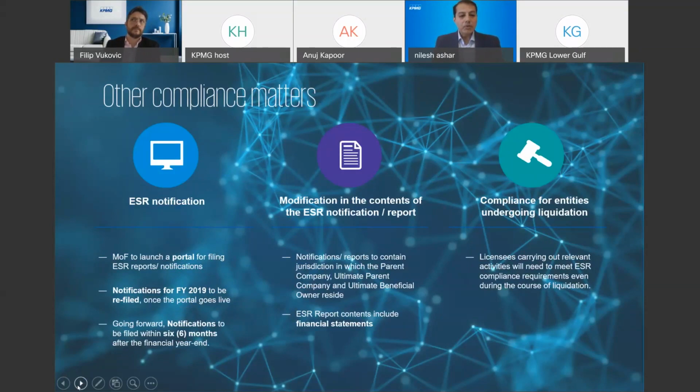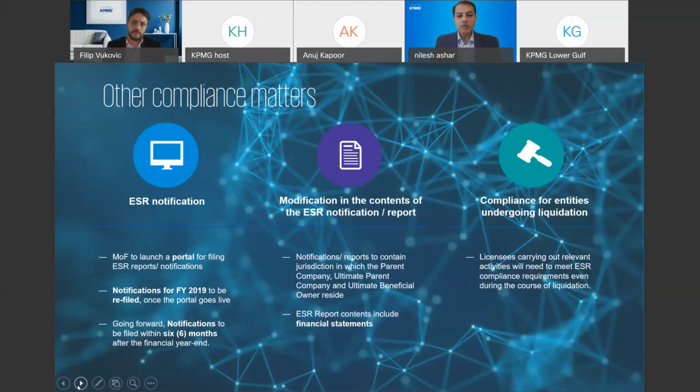Interestingly, the notifications for 2019 that were already filed on 30th of June 2020, earlier this year, all have to be refiled. And importantly, refiled under the new law. So some of the classification changes that we discussed earlier on will have to be considered before the refiling takes place. Another helpful clarification is that you now have 6 months from the end of the financial year to submit the notifications going forward. So the December 2020 year-end notifications will be due on 30th of June 2021.